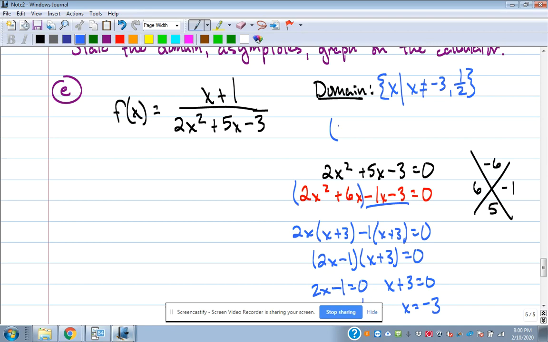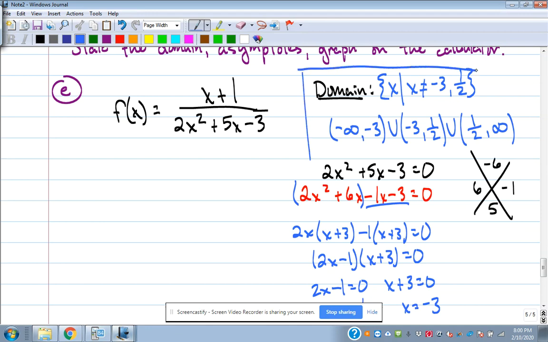What's our interval notation for that? We're just cutting out the number 3 or -3 and 1/2 from all real numbers. To -3. Good job. Yeah. So there's our domain. That's a very important piece.